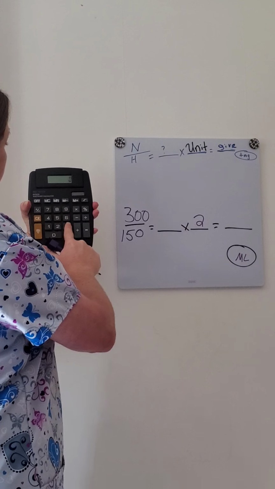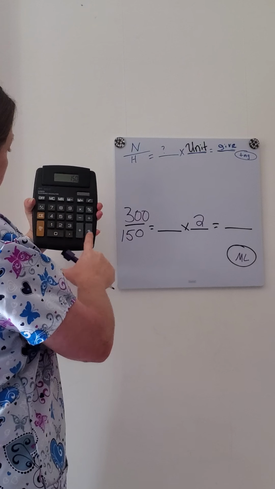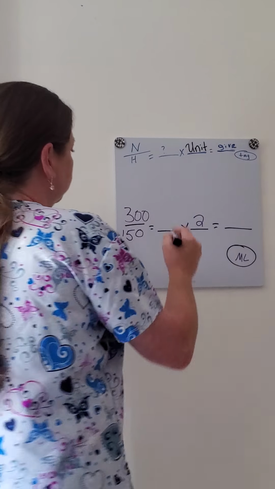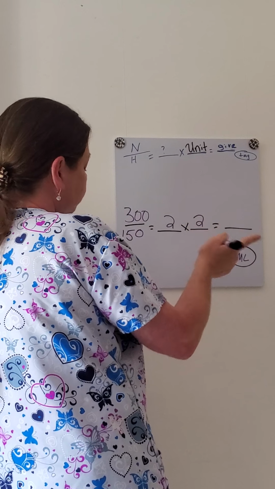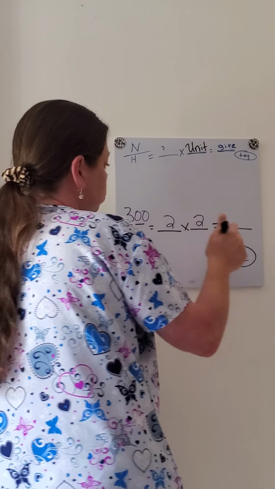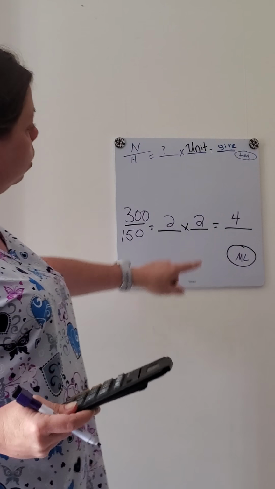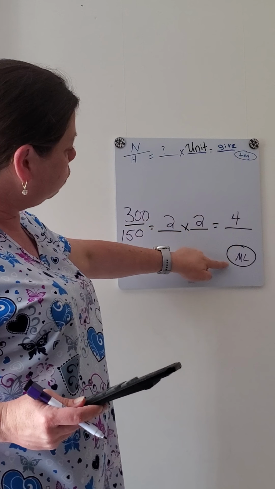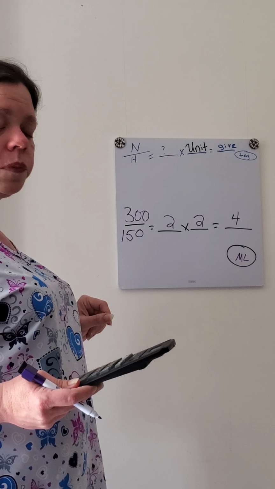Take your calculator. Same thing. Top number goes in first. 300 divided by 150 equals 2. If you need the calculator to do this, that's fine. If not, do it in your head. 2 times 2 is 4. So the answer, what are we going to give the patient? We're going to give the patient 4 ml. Okay?